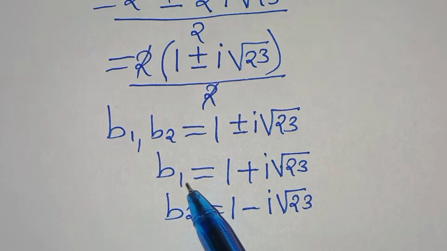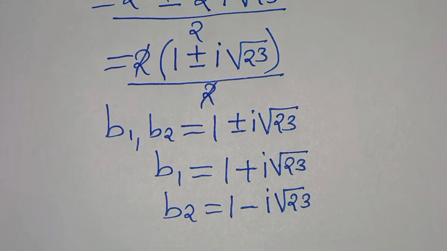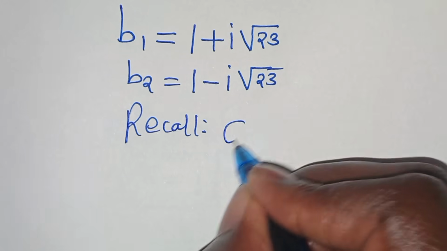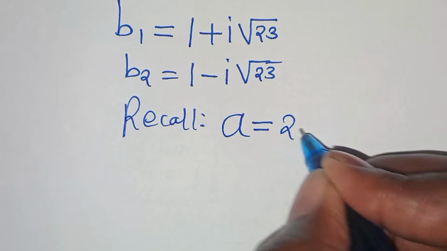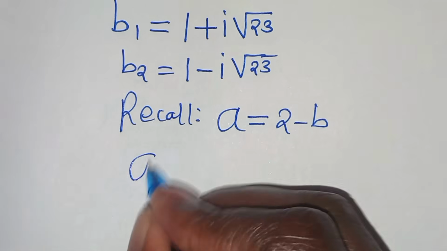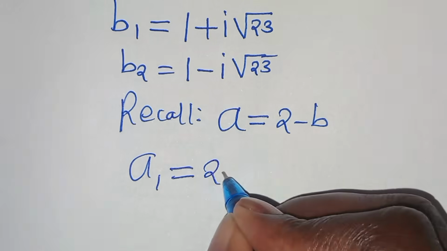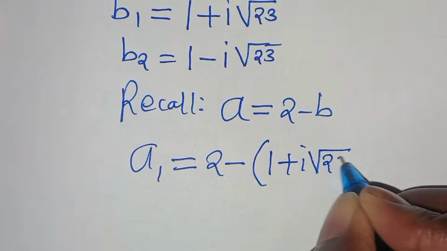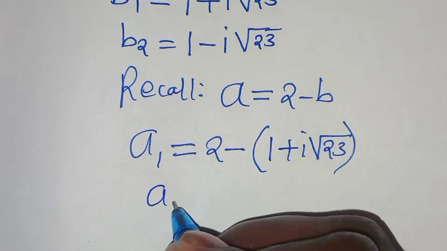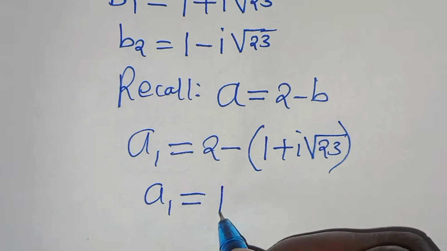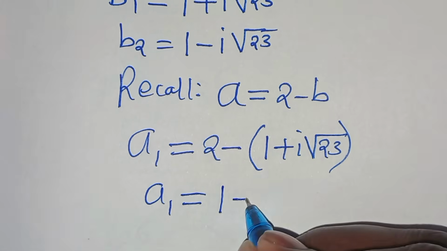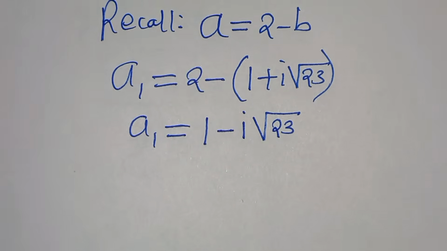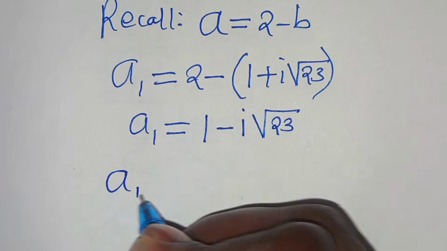Let's proceed to solve for the values of a1 and a2 from here. Now, if you recall from equation 3, we have that a is equal to 2 minus b. So a1 is equal to 2 minus b1, which is 1 plus i square root of 23. So we have that a1 is equal to 2 minus 1, this is 1, minus i square root of 23. This is minus i square root of 23. So we have the first set of solution here, a1, b1.